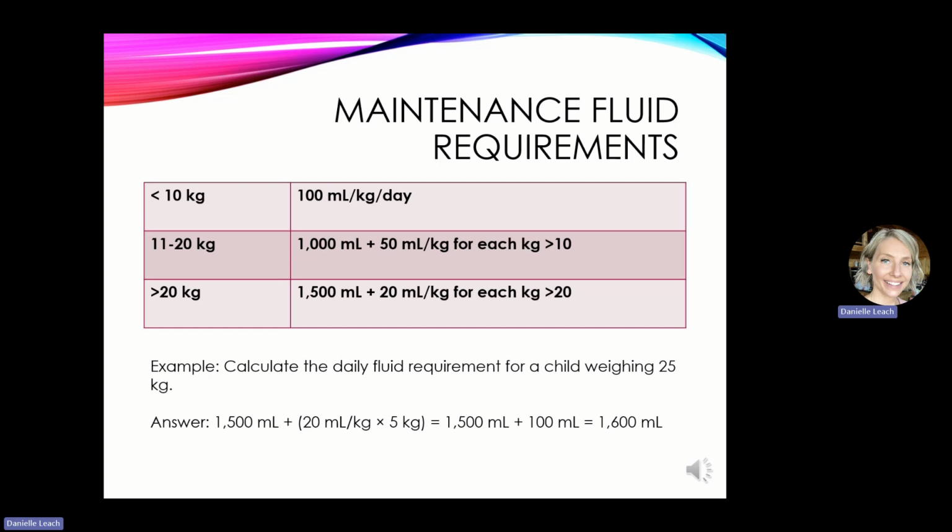In the example on your screen, it says calculate the daily fluid requirement for a child weighing 25 kilograms. They're over 20, so we're going to use that last row on the table. We start out with 1,500 mils, and then 25 minus 20 is 5, so we have 5 extra kilos to account for. We do 20 mils per kilo times 5 kilograms, which gives us an extra 100 milliliters. We add those two together and we get 1,600 milliliters.